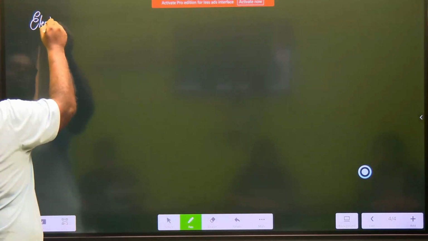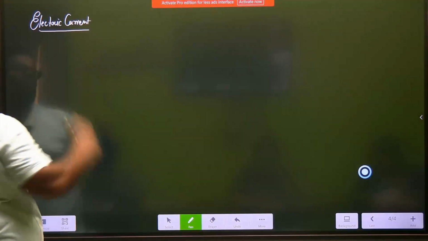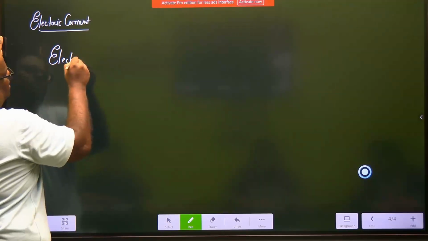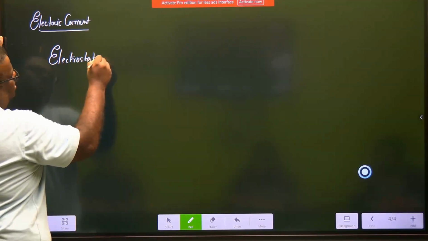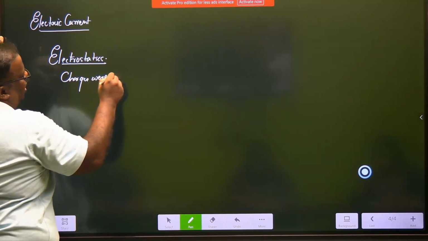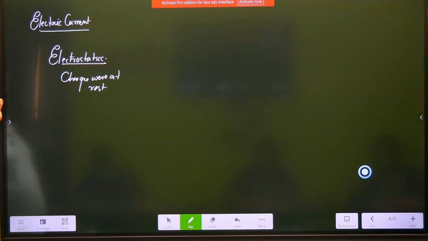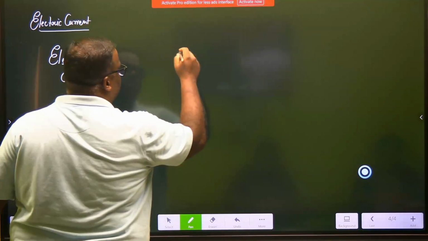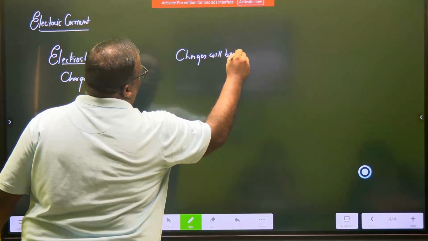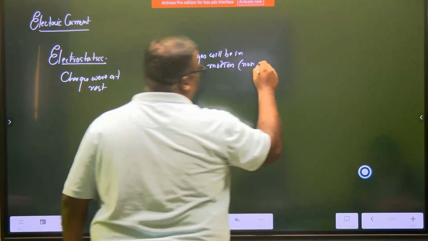Electric current. And a lot of things are similar in this chapter with grade 10 that you studied. Now, when we were at electrostatics, the thing was charges were at rest. Charges did not move. The charges were at rest. Now, when it comes here, charges will be in motion, and this motion will be non-accelerated.